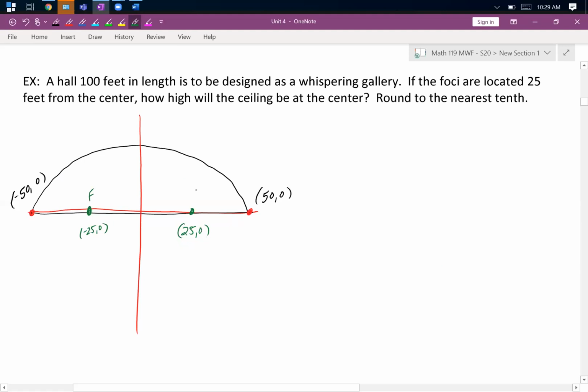And we want to figure out the height of the ceiling. And I'm going to label it Y just because it's in the Y direction. All right, well, that's everything we know. Any ideas on what we should do?